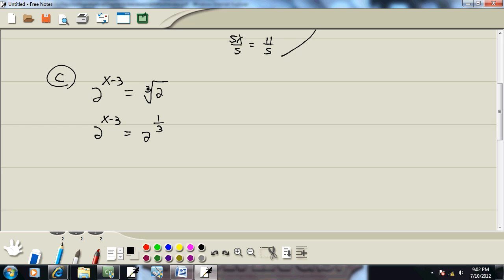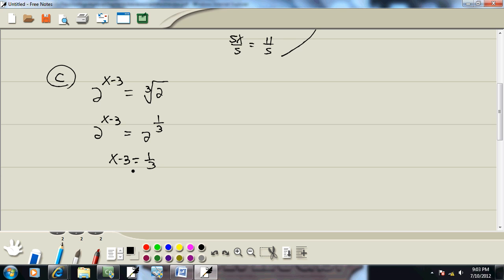Remember, whatever number's in your little slot here, that's called your index, goes in your denominator. Whatever power is here, and if there isn't one, you put a 1. So the cube root of 2 becomes 2 to the 1/3. Well, now I got them both 2 to a power, so I set the exponents equal to each other. Now this is a linear equation, and I'll follow those steps, even though there's a shortcut to this one.